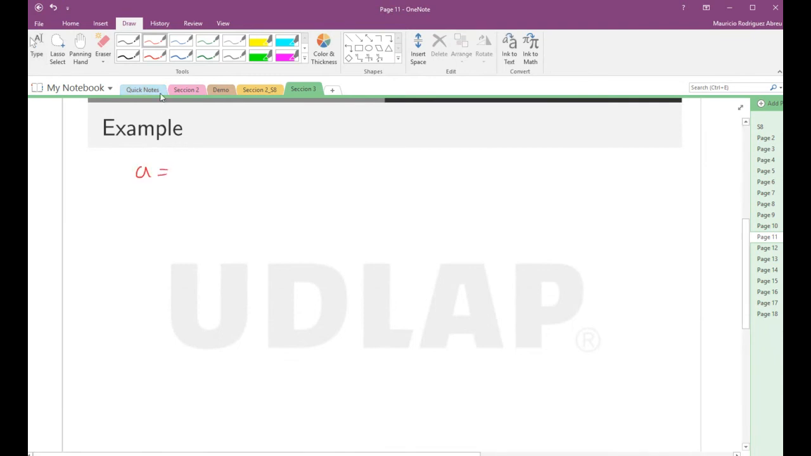So A is going to be 105, 50, 60. Here we can tell that A is actually less than B, which is fine.